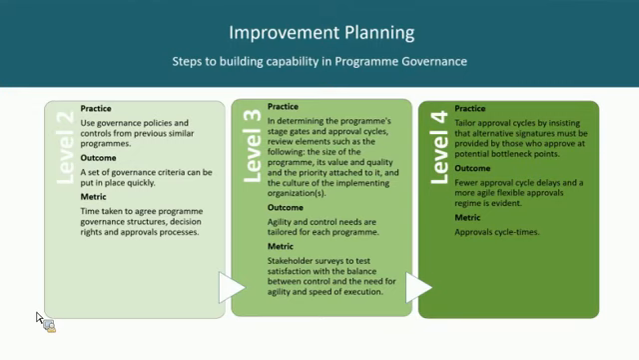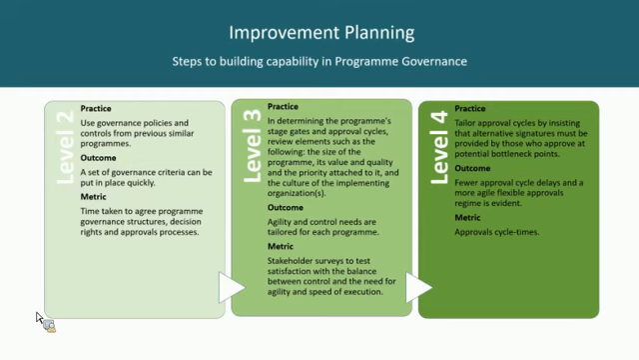And if we look at a level 2 practice, use governance policies and controls from previous similar programs. Again, not exactly earth-shattering stuff. Not a lot of organizations are even building that level of repetition in. By the time we get to level 4, though, look at what that evolution becomes. We're getting down to the approval cycles and tailoring them, ensuring that we've got alternative signatures in place in order to remove bottleneck points. It's pretty advanced stuff that a lot of organizations are not currently involved in.